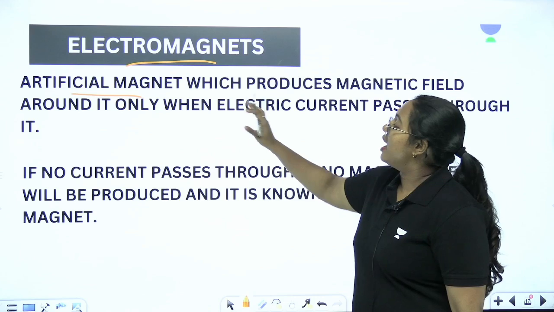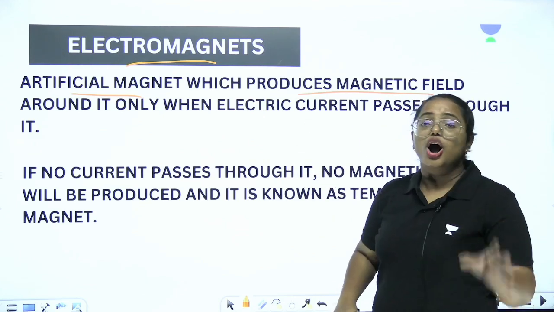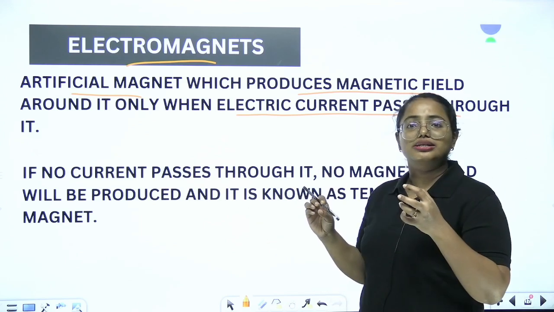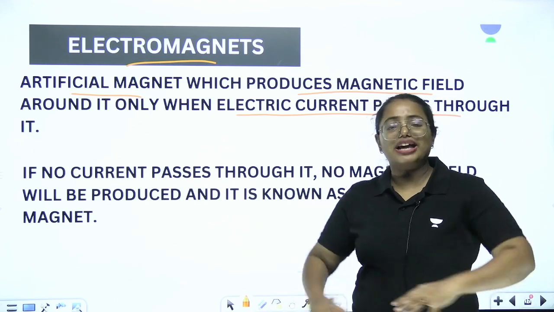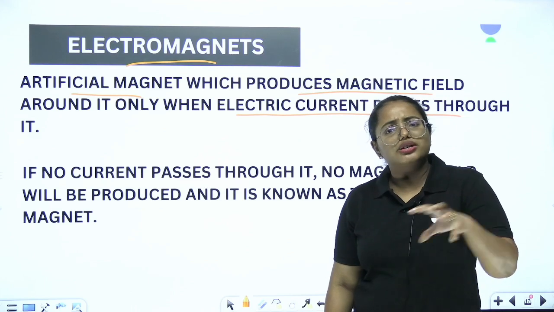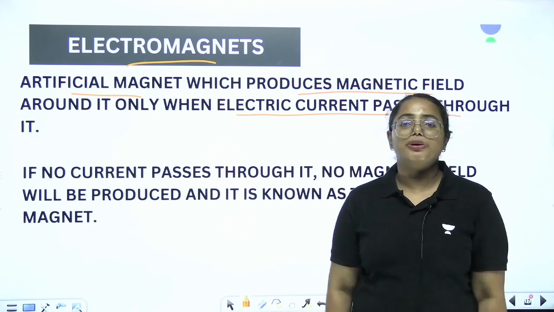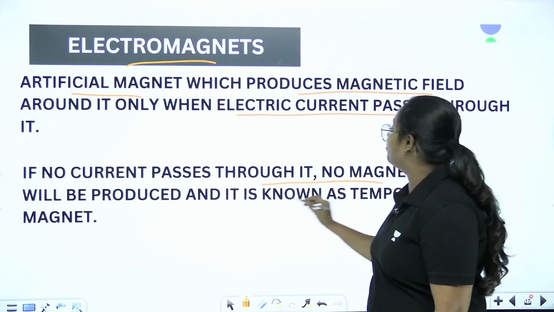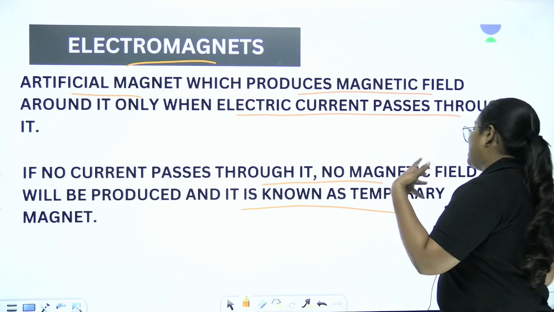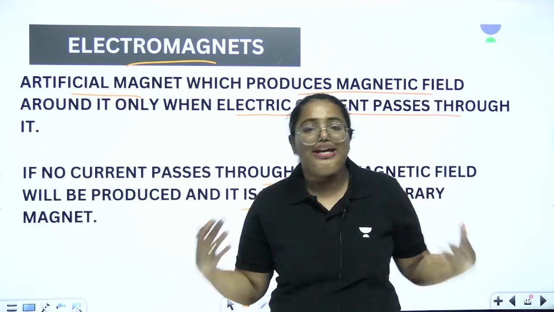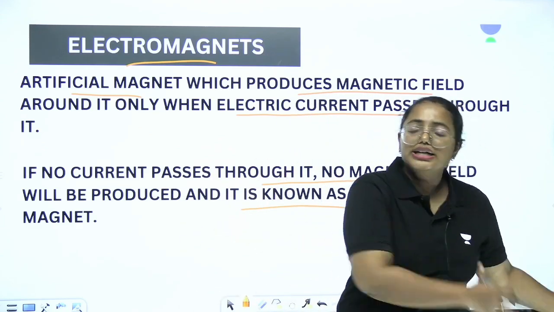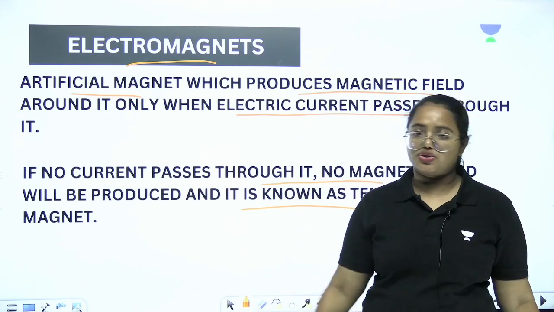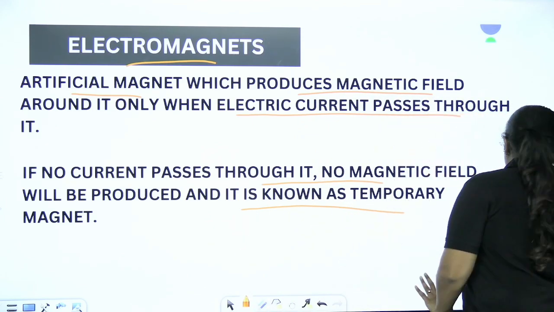And now we are going to talk about the electromagnet. What is meant by an electromagnet? It is an artificial magnet which produces a magnetic field around it only when electric current passes through it. When electric current passes through it, the magnetic field will be generated around it. But what if no current passes through it? No magnetic field is produced. Clear? That's the way we need to learn this. If no current passes through it, no magnetic field will be produced, and this is known as a temporary magnet. So an electromagnet is a temporary magnet. Only when the current passes through it does it have a magnetic field around it. Got it? If there is no current, no magnetic field will be produced around it. Clear? That's how we need to understand it.